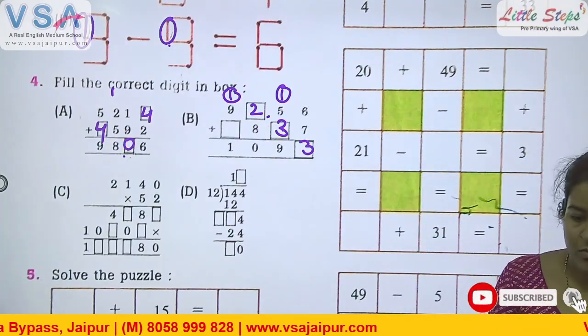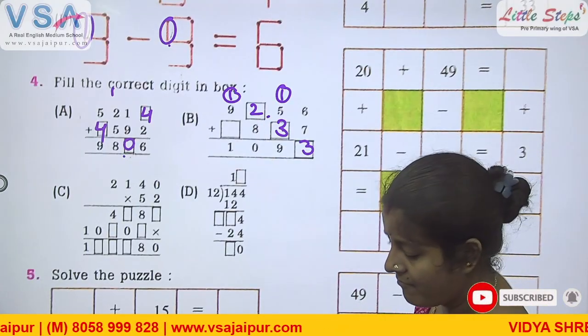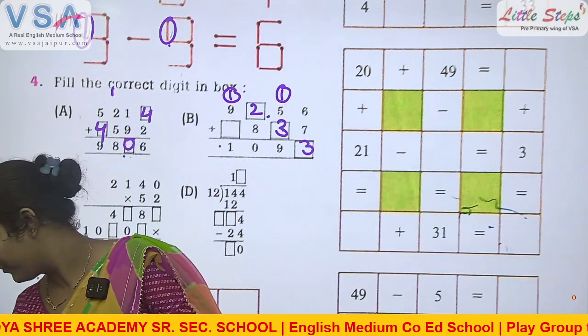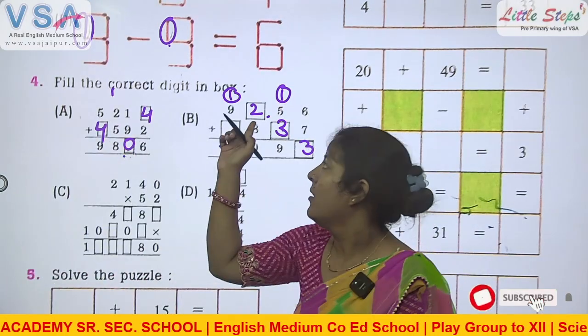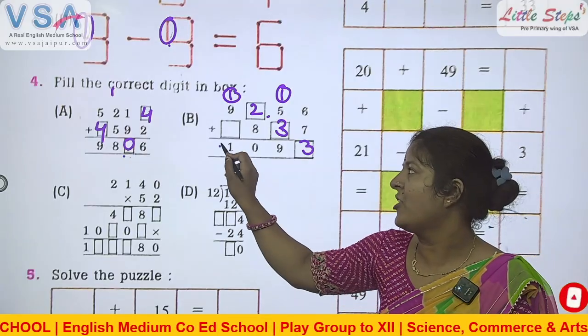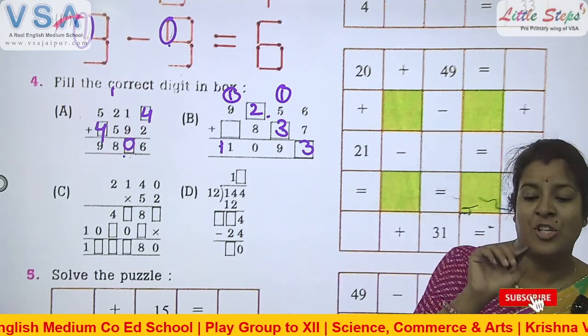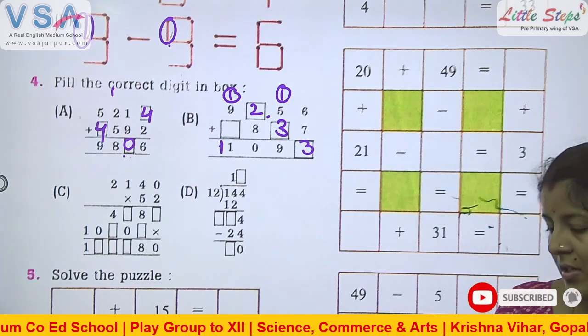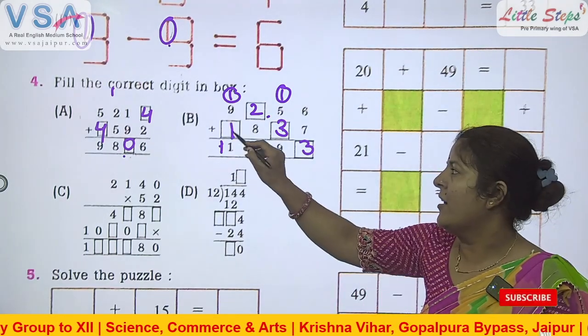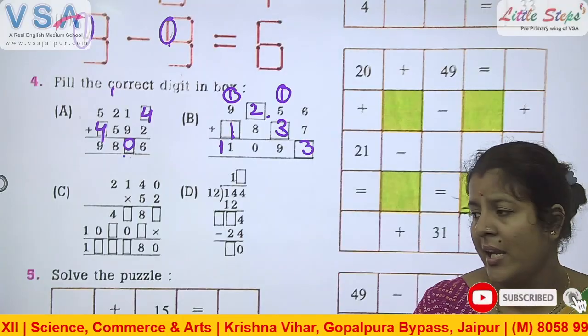Yes and no? Okay. 9 plus 1, 10. First of all, a correction in this question: we have to write the question as 11. And which number is missing on this side? 1. So write the answer is 1. Okay.